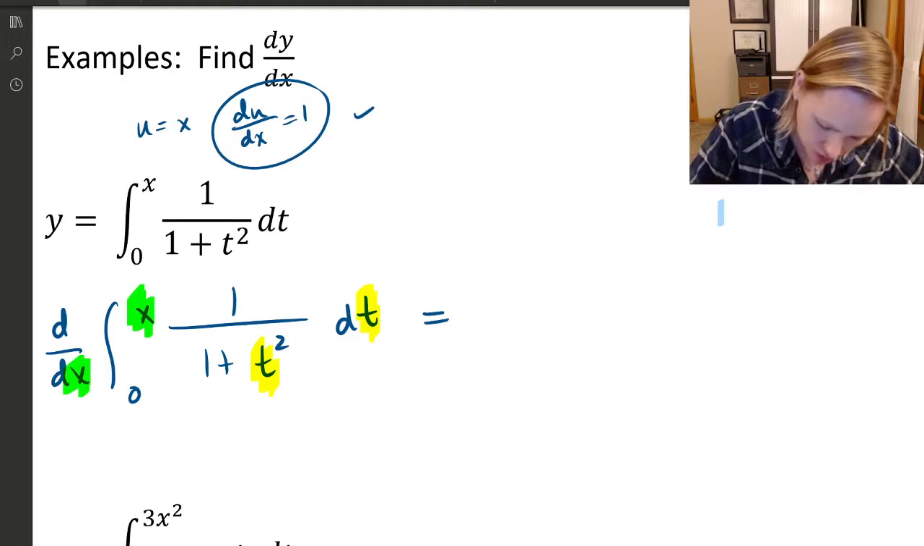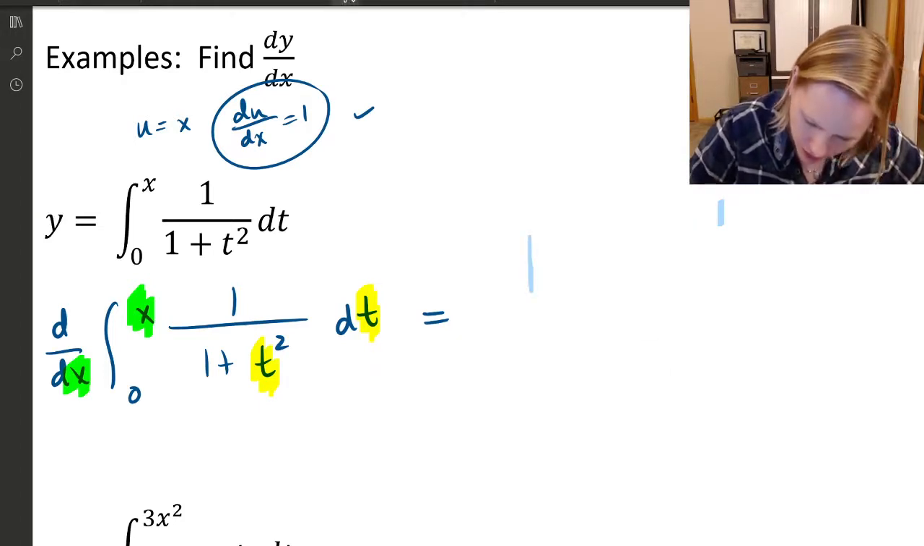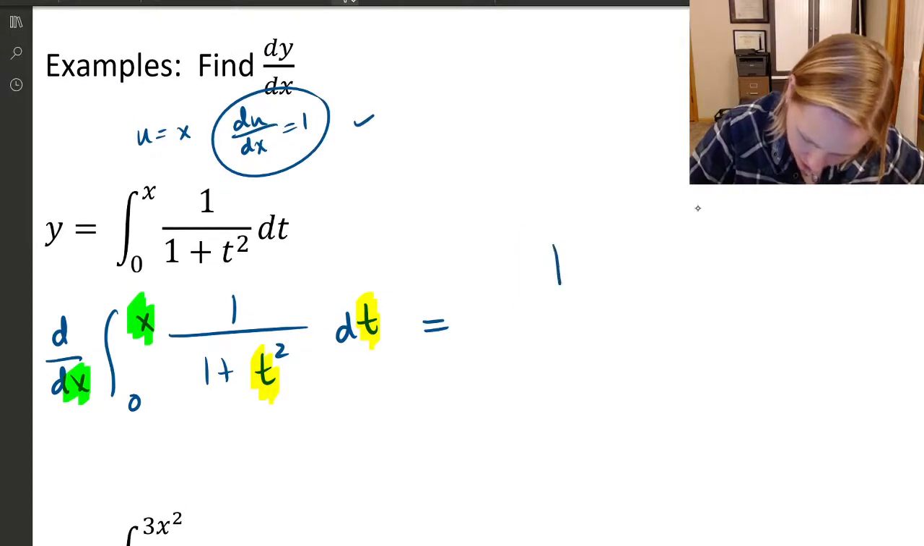I'm going to rewrite my whole entire function, but instead of the letter t, I'm going to write it with the letter x. That's all I'm going to do.